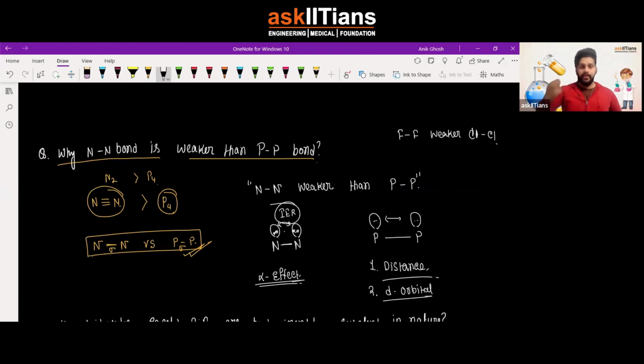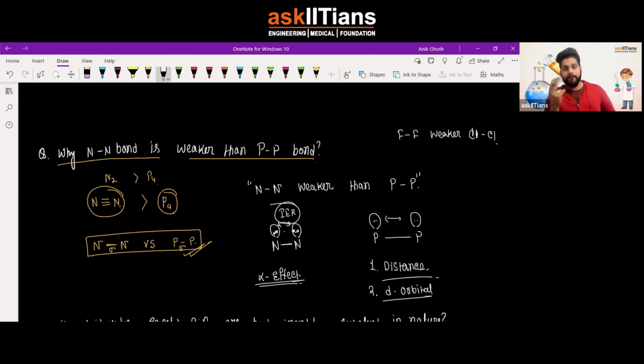Guys, when you have a d orbital, that means you have a vacant room in your apartment. That means the lone pairs are not forced to stay on top of phosphorus. If they feel any repulsion, they get delocalized into the d orbital, which is open, which is vacant. So they have room to get stabilized from that repulsion by spreading in the d orbital. Because of these two reasons, we can consider that the P-P bond is comparatively stronger.